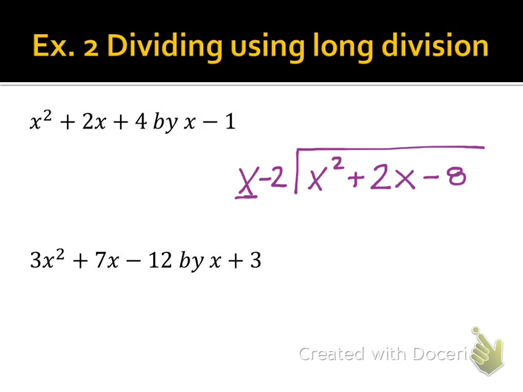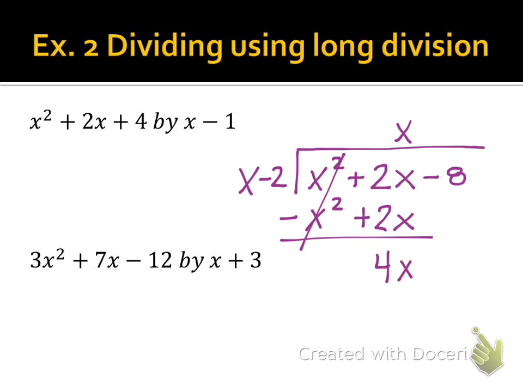What would I multiply by x to give me x squared? X. So we put our x right here. And then I multiply by x, both terms. X times x is x squared. X times negative 2 is negative 2x. What do I do now? Change the signs. Remember, you cannot forget that rule. Negative x squared, positive 2x. My first term cancels out. 2x plus 2x is 4x. Then I drop down my negative 8.